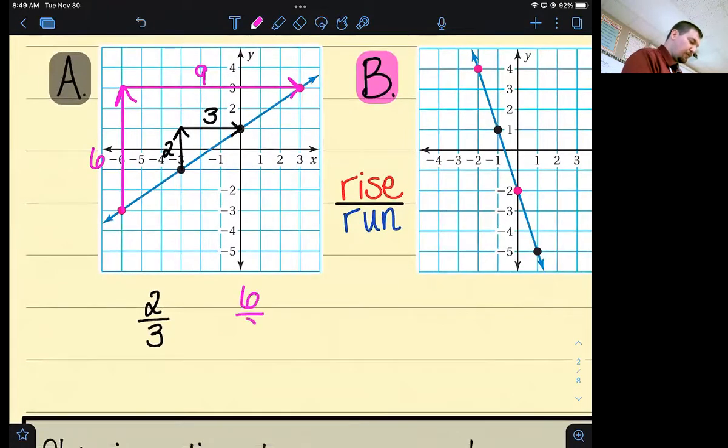Well, guess what 6/9 reduces to? 2/3. Yeah, you can reduce. What can you reduce 6 by that you can also reduce 9 by? 3. So 6/9 is going to reduce to 2/3. So no matter which two points I use, I always get the same slope because it's constant. I'm always rising 2 and running 3. That line is constant. If the slope changes, that means your line is starting to curve and it's no longer a line anymore.